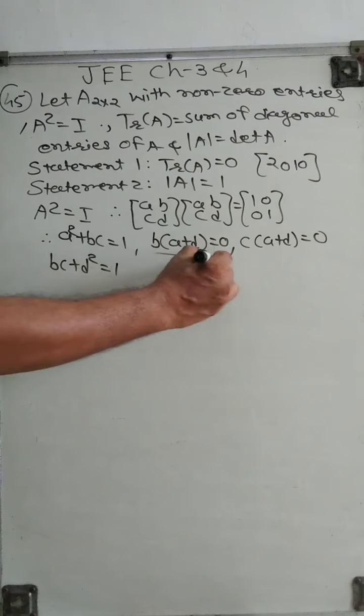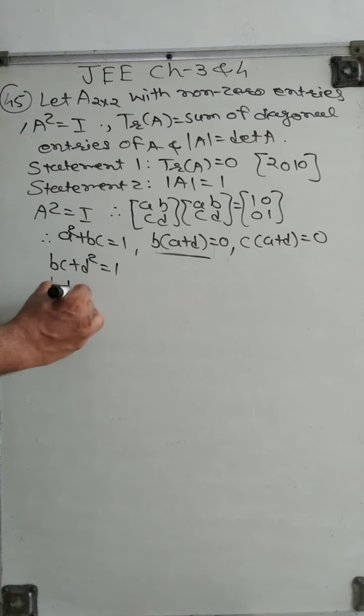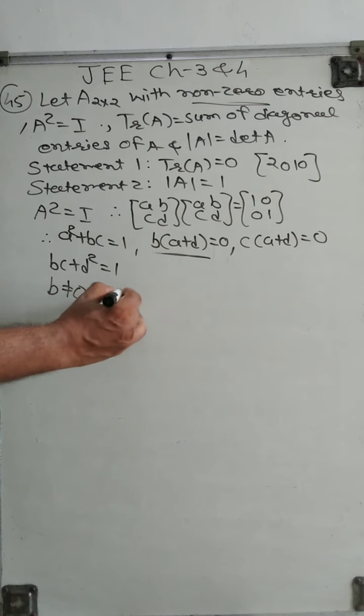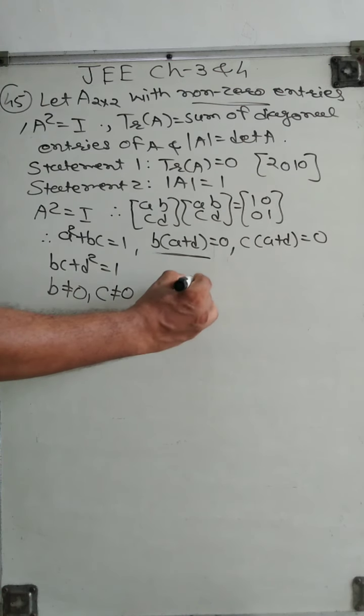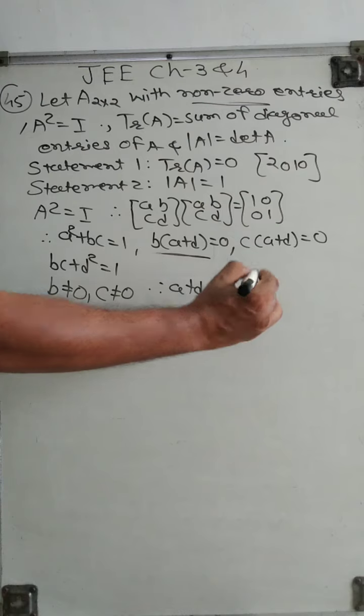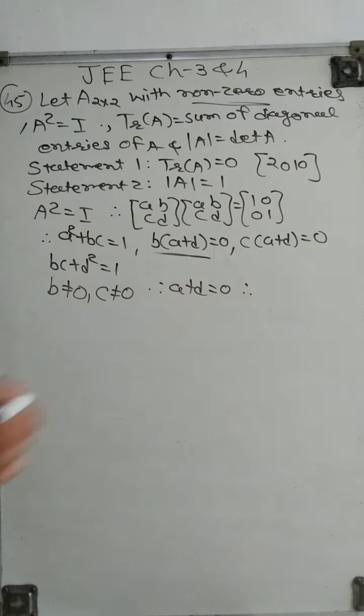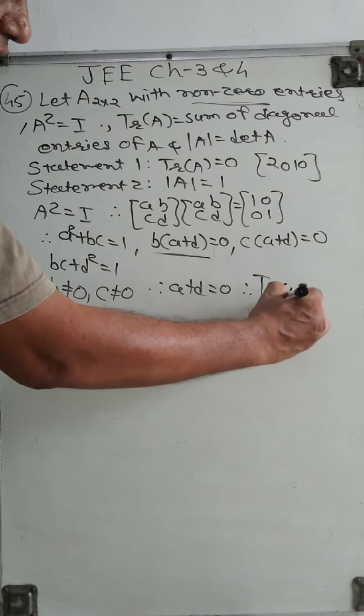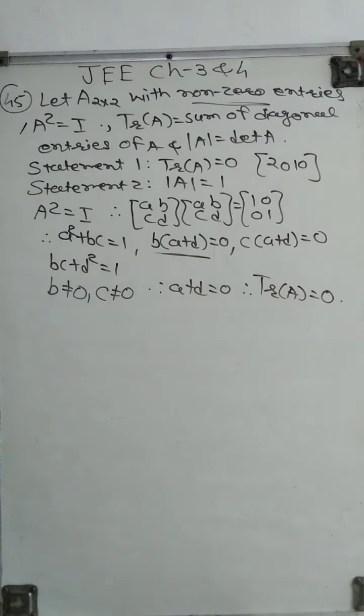But here, when you see that B is not equal to 0, because here non-zero entries are given. So B is not 0, C is not 0, therefore obviously A plus D equal to 0. Means what? A plus D means trace of A is equal to 0. Now so statement 1 is true, right?